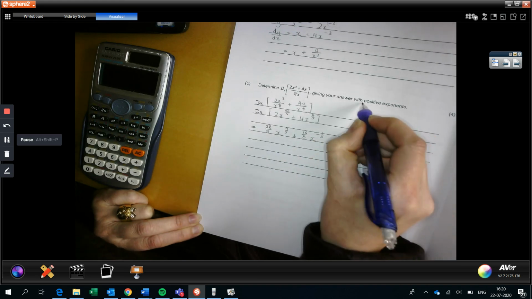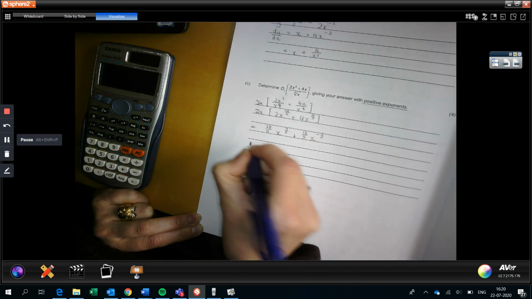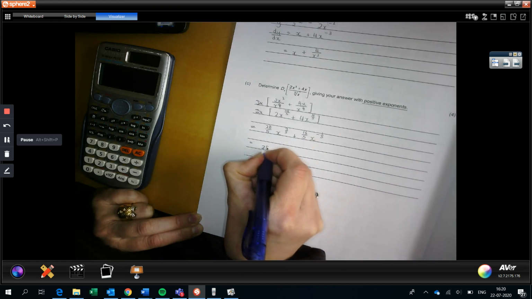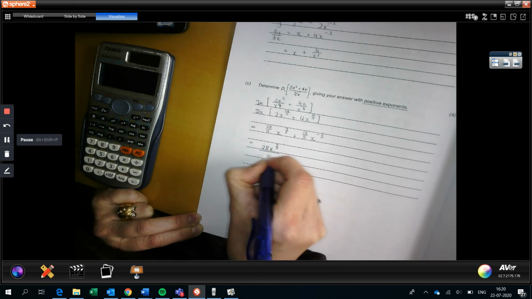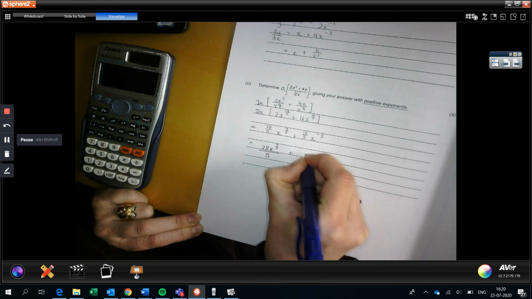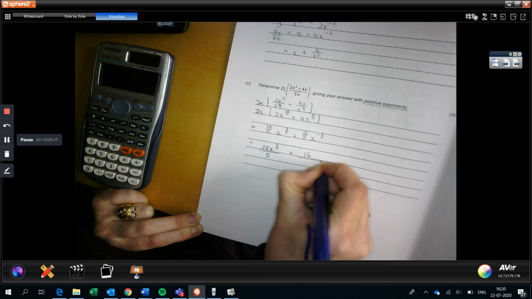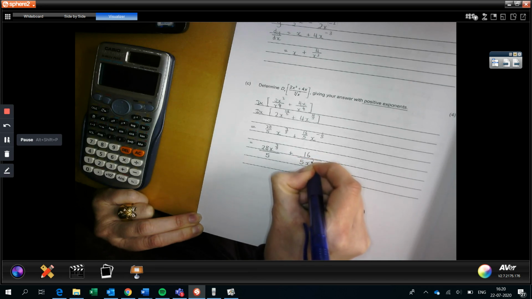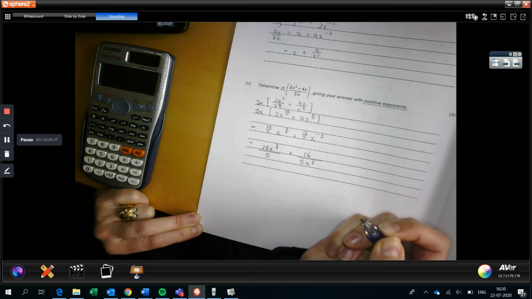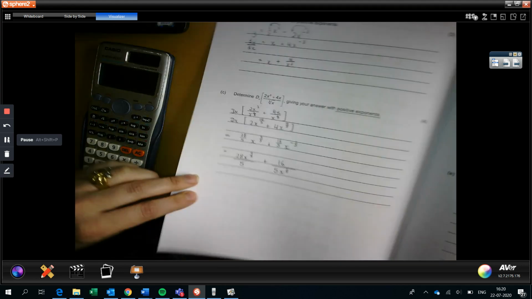We were told to give answers with positive exponents. So that x there belongs in the numerator. And here the 16 is in the numerator, the 5 is in the denominator, and the x can move to the denominator with a positive exponent. Okay.